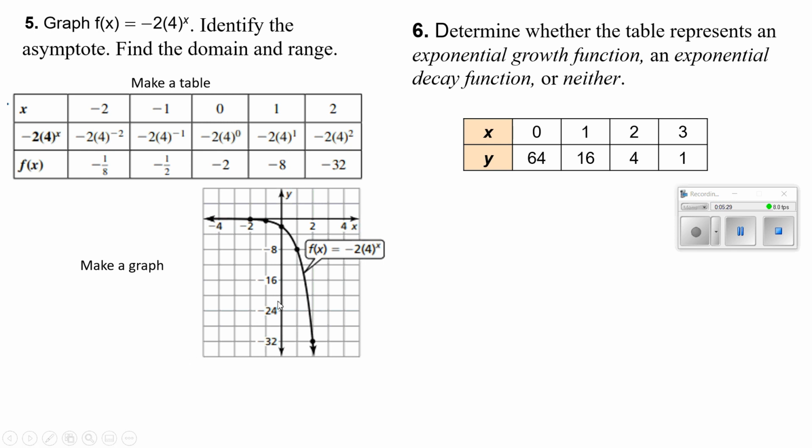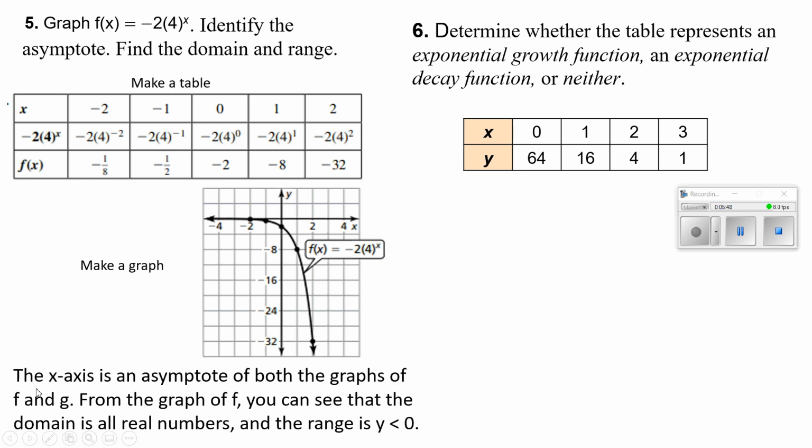All right, so when they ask for the domain, it is all real numbers because this goes infinitely this way, right? And this one goes infinitely this way, it's just going to take longer, but it's going to keep on going to the right. The range is up and down. That's going to be all the numbers that are less than 0. So the x-axis is the asymptote of both the graphs, because the other graph wouldn't have been negative, and it would have been 4, so it would have been coming up like this somewhere.